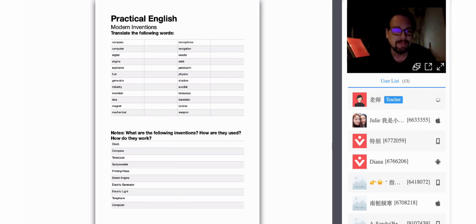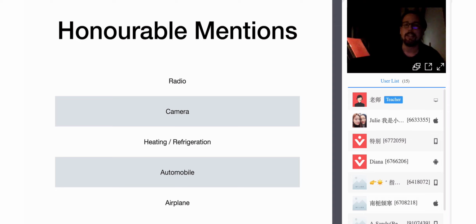The light, the electric light, the telephone, and the computer. So it's just a quick little introduction to each of these things. Honorable mentions, things that I could talk about but won't have time to, are the radio, the camera, the car, the airplane. But we can come back to these in another lesson.